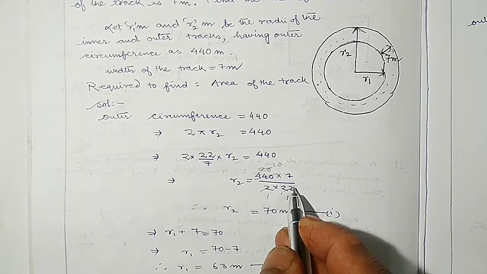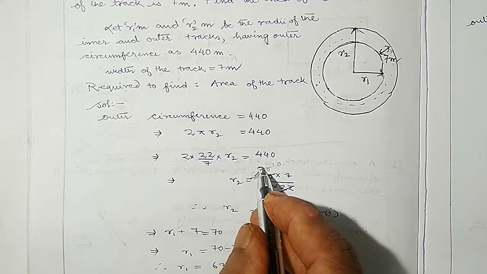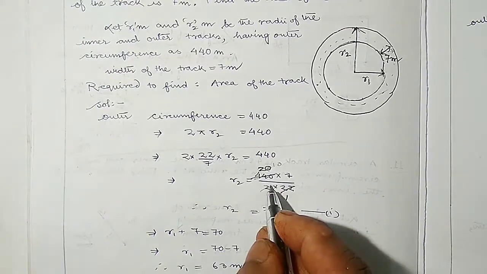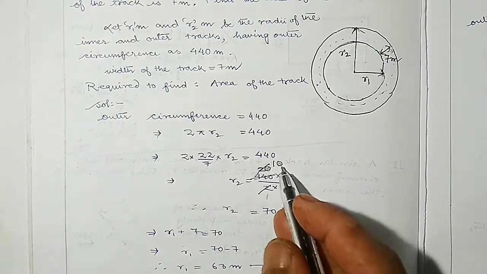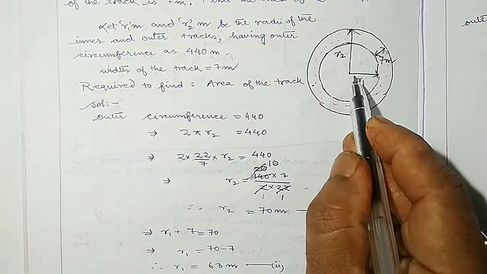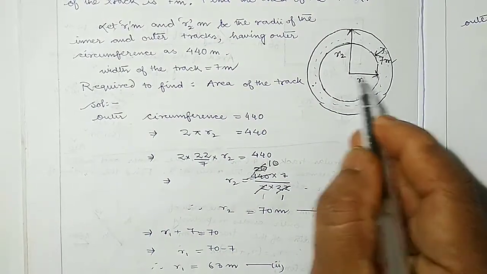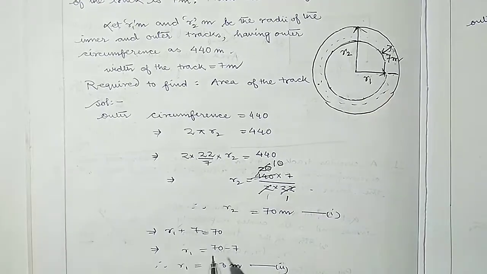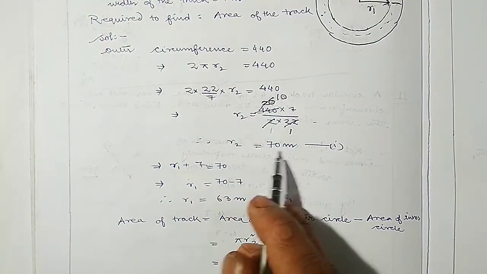So if I cancel by 22, 22 ones are 22, 22 twos are 44, that means 20 here. Again 2 and 20 can be cancelled, we got 10. So R2 will be 10 into 7, that is 70 meters. Clear? So R2 we got 70 meters, and we know R1 plus 7 is R2. So we can write here R1 plus 7 is 70.